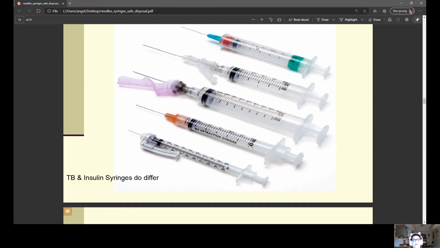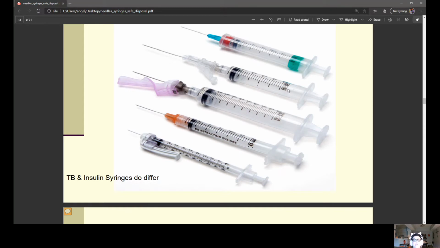3 mLs instead of 3 units, you could kill them. And so knowing your syringe, knowing the units that it's measured in, right, is vital for saving a patient's life.